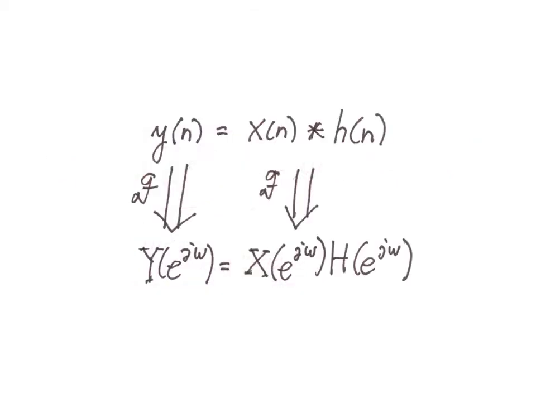And using the properties of the discrete time Fourier transform, we know that in the frequency domain, the output spectrum will be the multiplicative product, not the convolution product, of the input spectrum and the system transfer function, the Fourier transform of h of n.